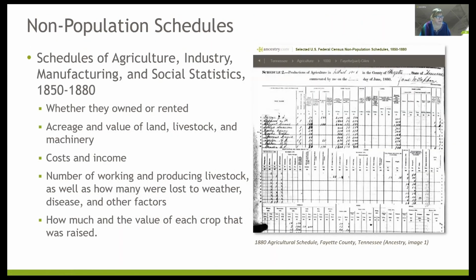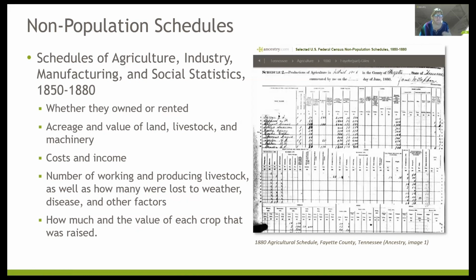Also, non-population schedules. These are our ag schedules, our agricultural schedules, industry, manufacturing, social statistics. A lot of people I hear talk about, I have farming ancestors and they're boring. I don't have any stories about them. These can help give you the stories about your ancestors. It talks about, did they own or rent? What was the value of the products they had? Did they lose livestock to weather, disease, and other things?